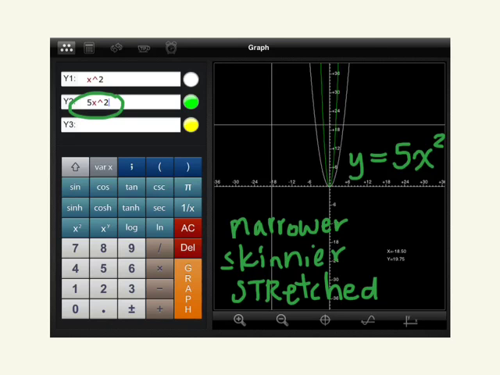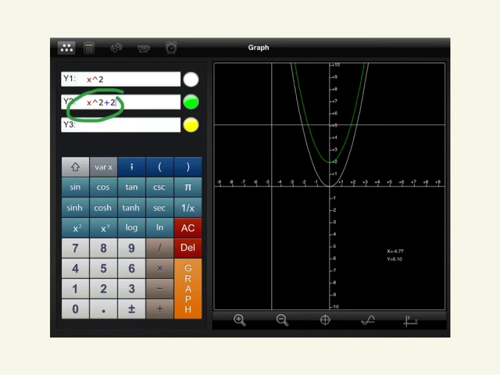So what did you notice was in front of the x squared this time? What number is this? Okay, we put a number that is greater than 1. Anytime you have a number in front of the x squared that's greater than 1, you're going to discover this. The parabola becomes stretched.